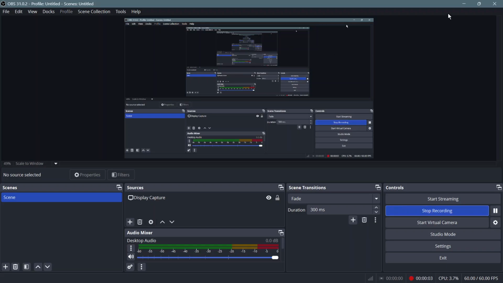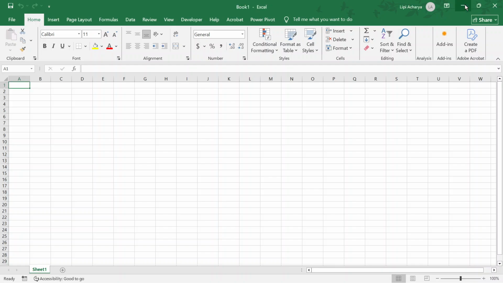Hello, now come to a different topic, that is Excel. I have told you something about Excel and some formulas in the previous class. Now I am going to tell you something about the subtraction formula, that is, how to calculate subtraction with the formula.